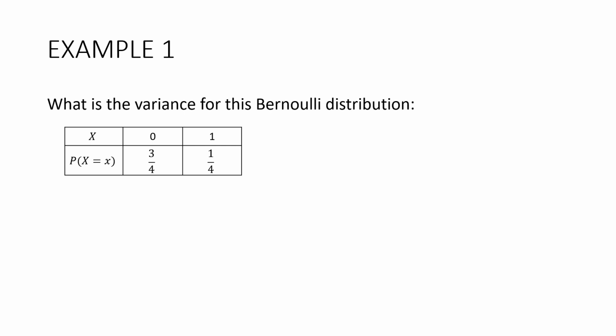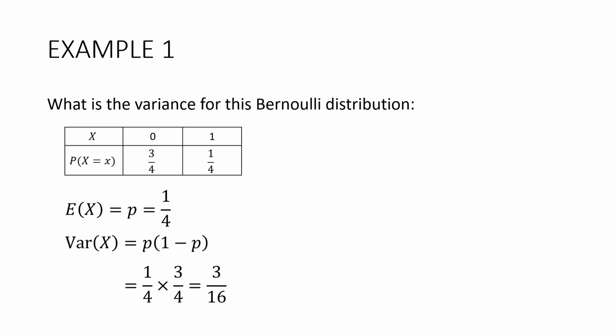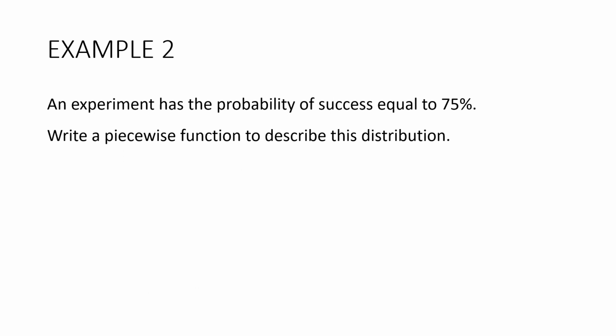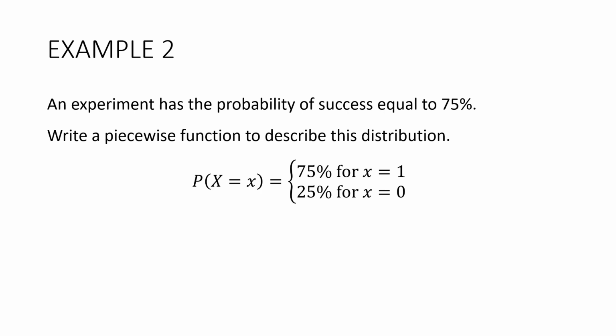So let's work out the variance for this example. Remember, p is equal to 1/4. Here's our formula, so it's going to be 1/4 multiplied by 1 minus 1/4, which is 3/16. Here's example 2. An experiment has the probability of success equal to 75%. Write a piecewise function to describe this distribution. So remember, a piecewise function is going to look like this. It's going to have this curly bracket. And we're going to have 2 statements here, one for success and one for failure. So probability of success is 75%. And remember, success is 1. And failure is going to be 25%, and x will equal 0.